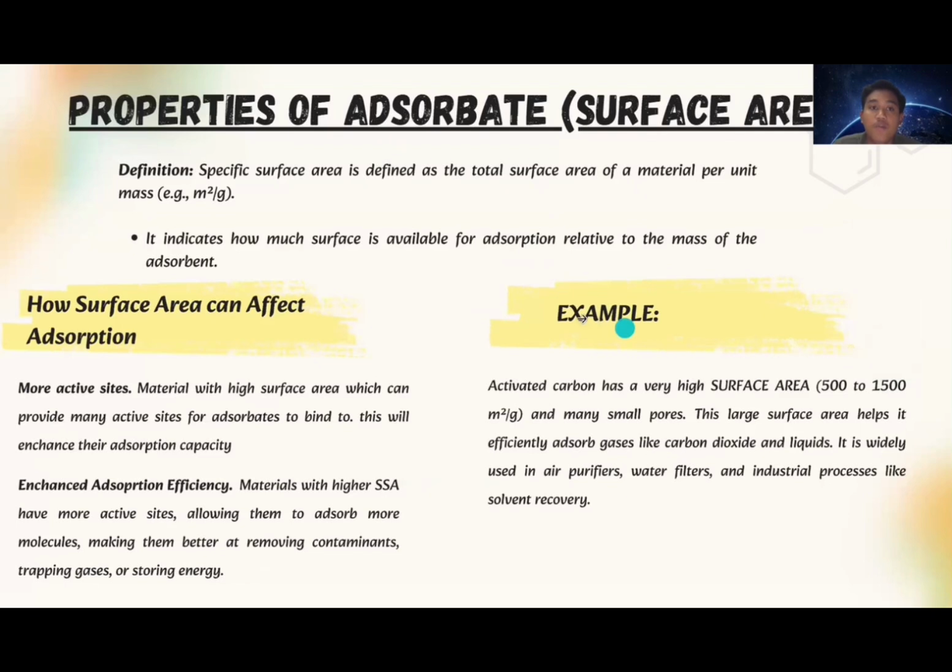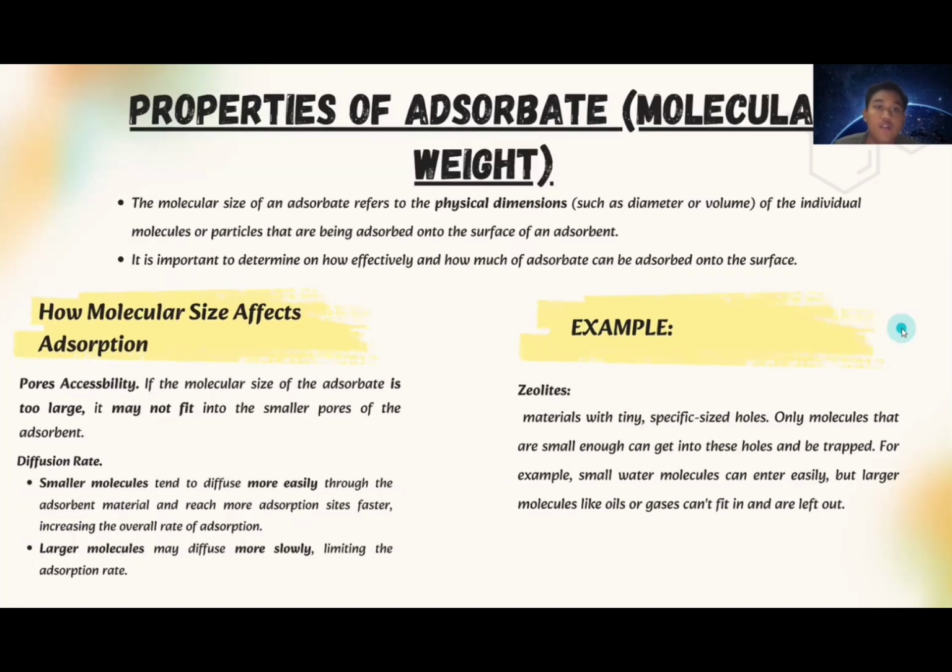Next, I'm going to talk about the properties of the adsorbate, which is surface area. Specific surface area is defined as the total surface area of a material per unit mass. It indicates how much surface is available for adsorption relative to the mass of the adsorbent. Next, the second property of the adsorbate is molecular size. The molecular size refers to the physical dimensions, such as diameter or volume. It is important in defining how effectively and how much of the adsorbate can be adsorbed onto the surface.